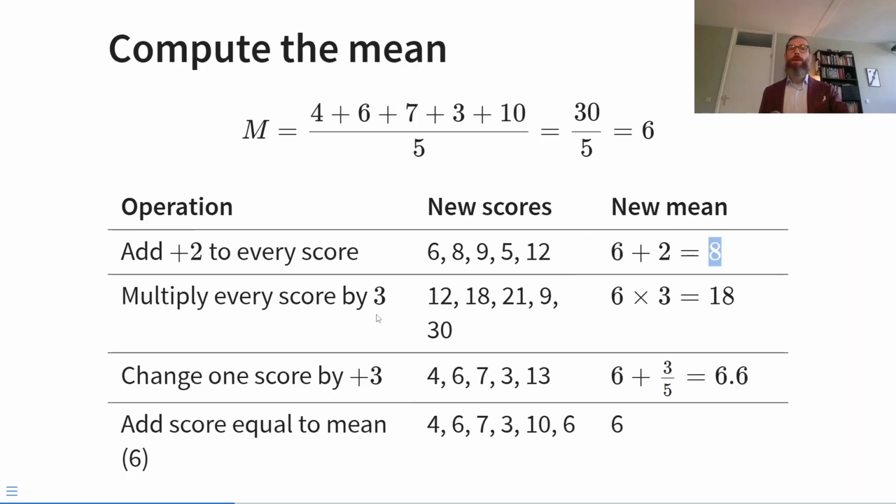And if we multiply every score by 3, these would be the new scores, and the new mean would be equal to 3 times the original mean, so also multiplied by that constant. If we are to change a single score by a constant, in this case plus 3, so we add 3 to the observation that was 10, then we add 3 divided by the sample size to the original mean to get the new mean, which is 6.6. And if we add a single observation with a score equal to the mean, then the mean remains unchanged.